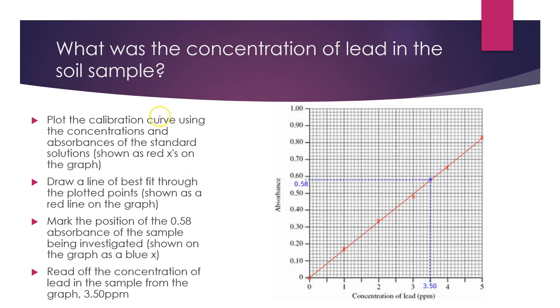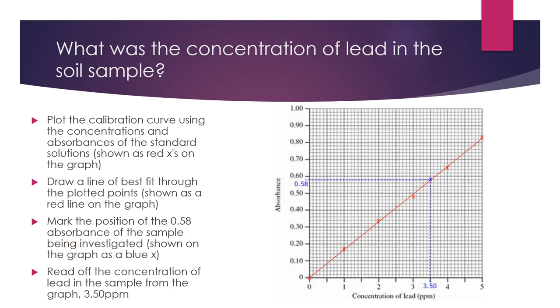So if we plot the calibration curve using the concentration and absorbance of the standard solutions, okay, we will generate a linear curve. This is a line of best fit, okay, and only if you have a 0, 0 reading do you pass it through 0. Okay, if you're not given a 0, 0 reading, you do a line of best fit that doesn't pass through the origin.